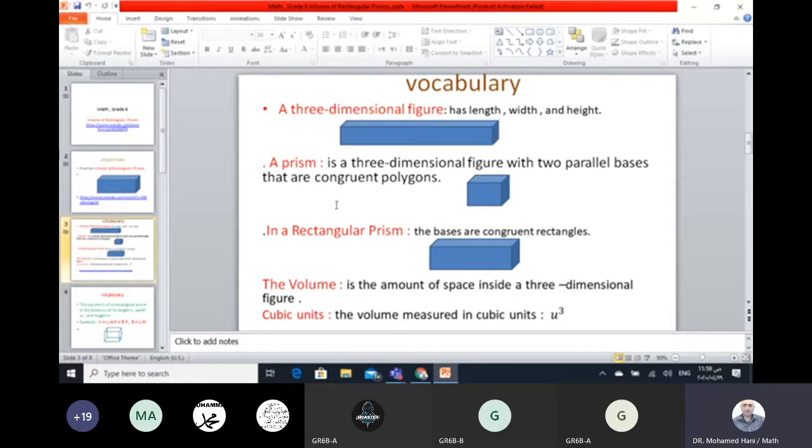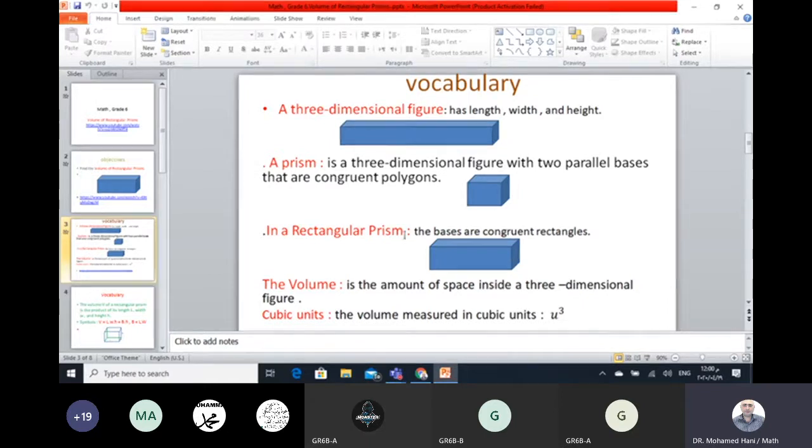What's the meaning of a prism? A prism is a three-dimensional figure with two parallel bases that are congruent polygons. As you see here, this figure is a prism. This prism has two bases: the first base up, and the base down. The two bases are parallel and congruent. So this is the meaning of a prism.